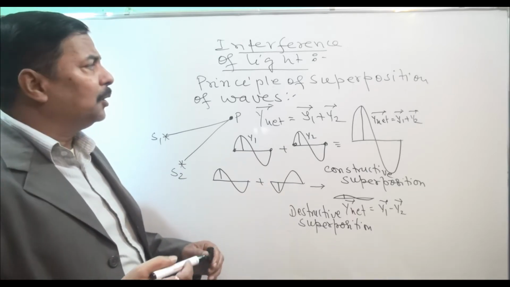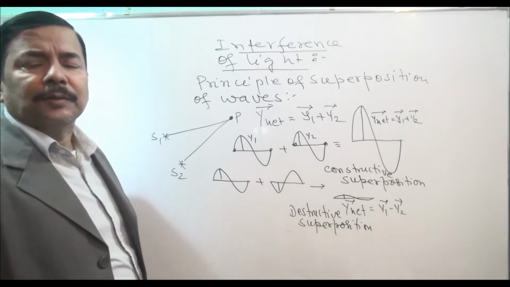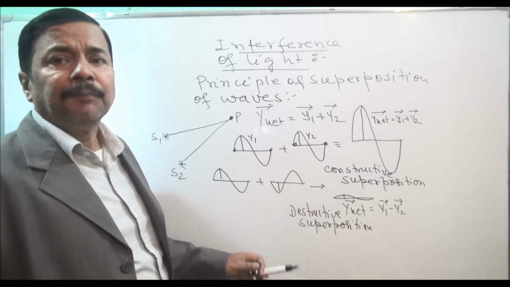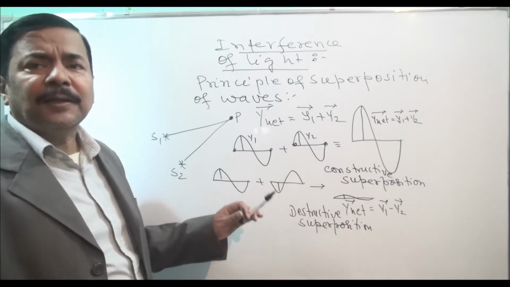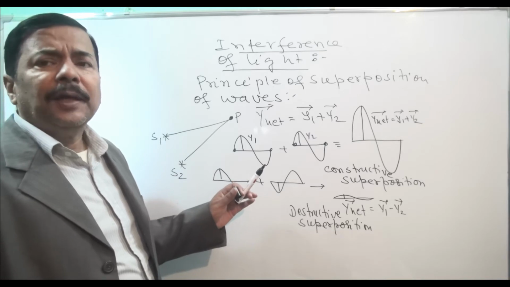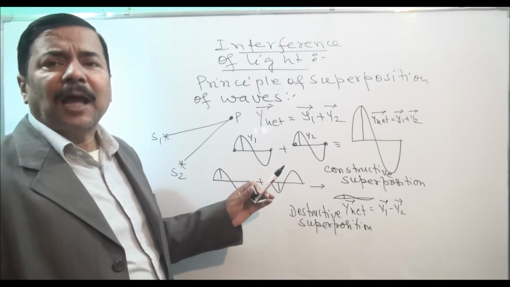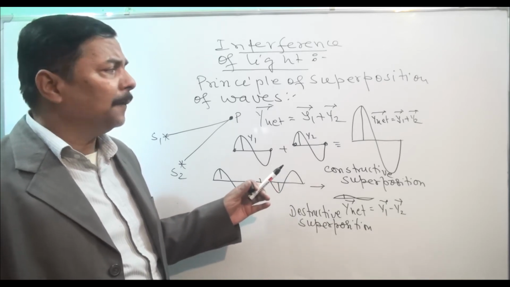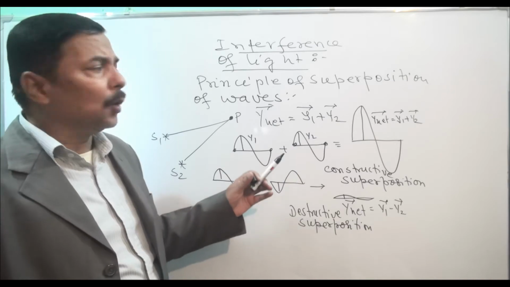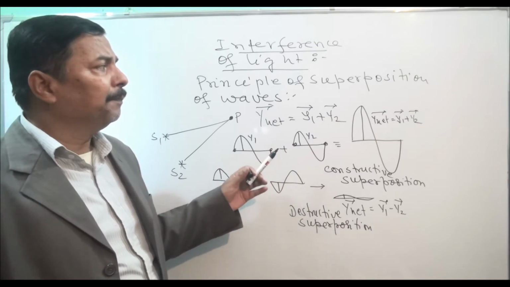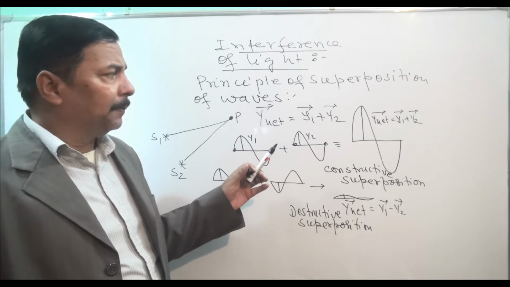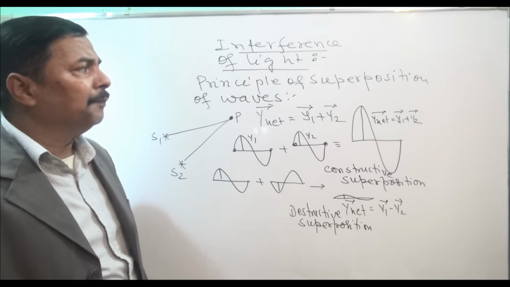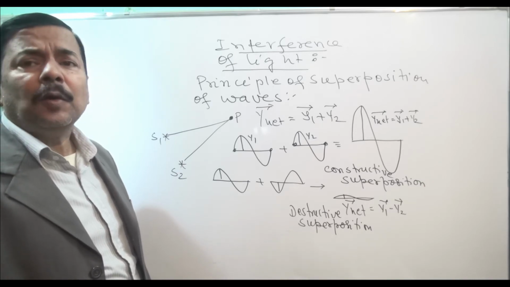Now I would like to tell you about the coherent sources. What is a coherent source? Because for interference, first we have to understand the principle of superposition. If two particles are moving along the same line, then the result will be collision. Whereas in the case of waves, the result is superposition. So superposition of waves is basically giving rise to the phenomenon of interference, that is, redistribution of energy takes place, and this is especially a wave phenomenon.